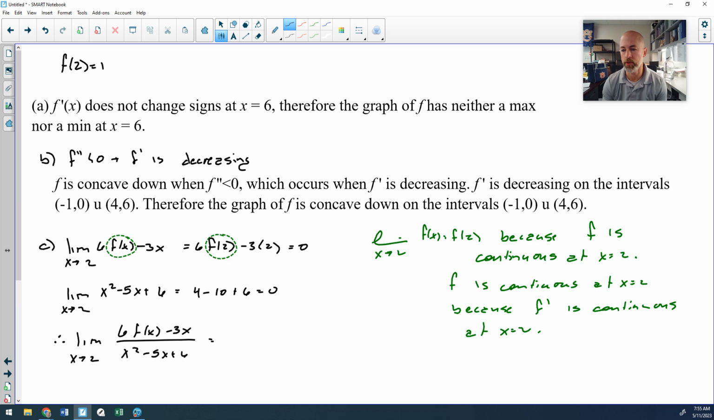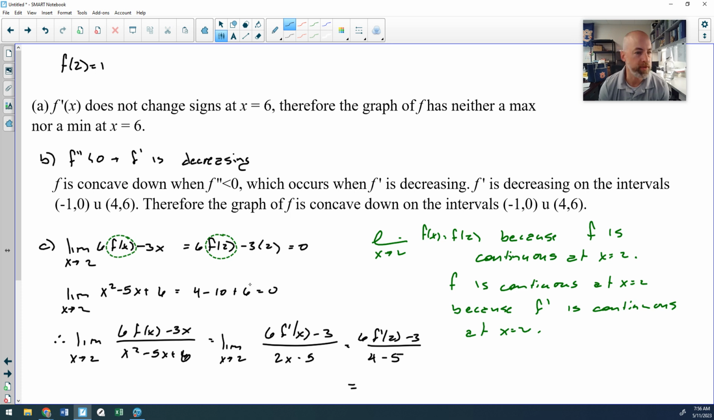is going to equal the limit as x approaches 2 of the derivatives of the numerator and denominator, which will be 6 f prime of x minus 3 over 2x minus 5, which would be 6 f prime of 2 minus 3 over 2 times 2 minus 5. That ends up equaling f prime of 2 is 0, minus 3 over 4 minus 5. And that is the step where you can stop. That would equal 3, but I'm going to cross that out just in case I made some ridiculous mind-numbing error.